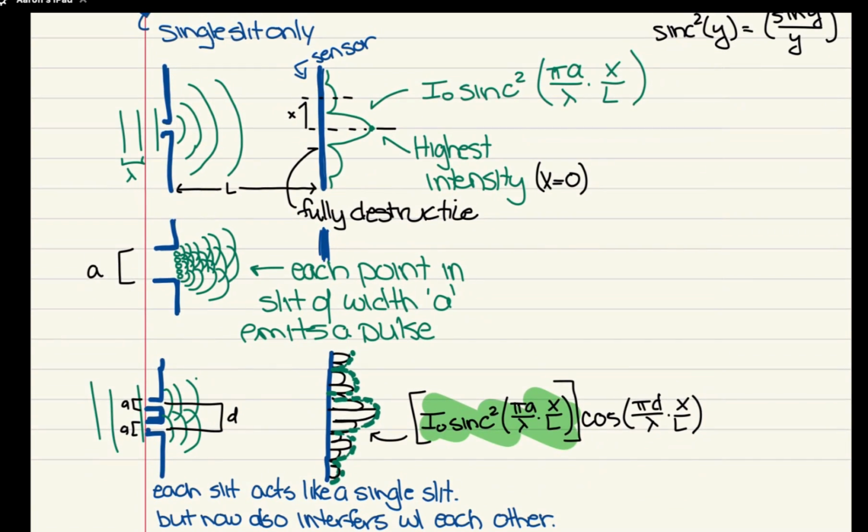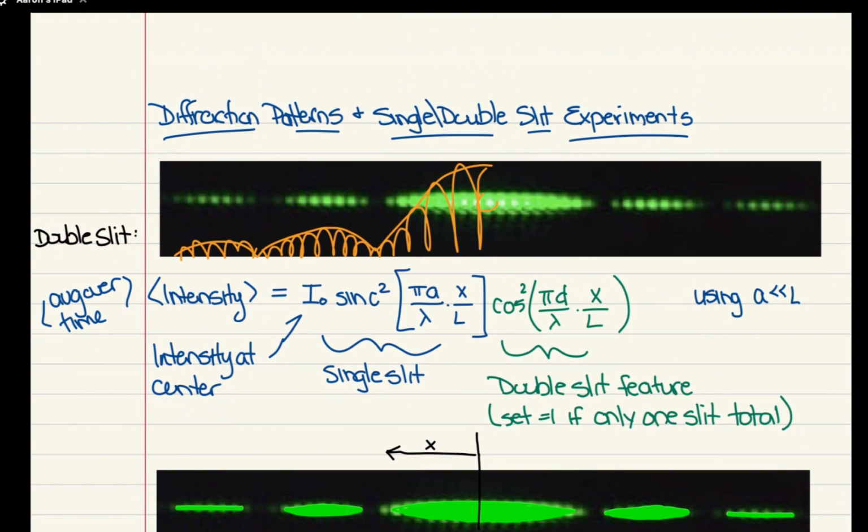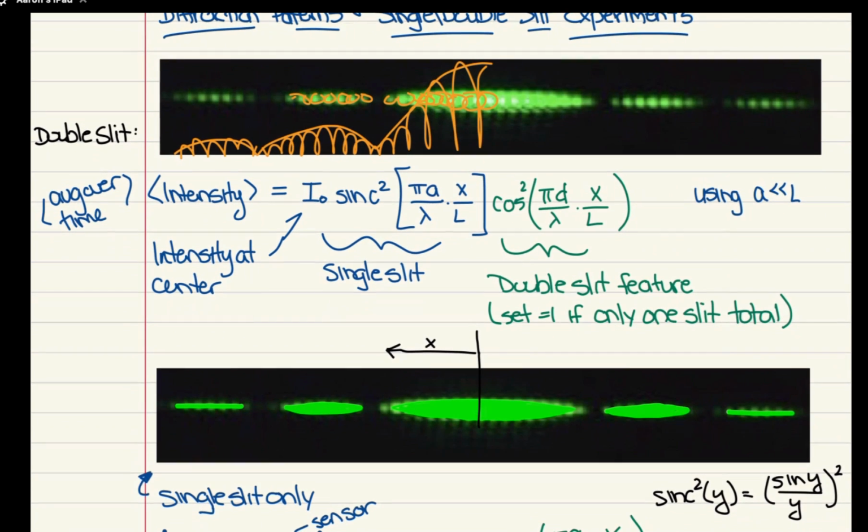So again, you can see that here, they have all these intermediate little bright spots that look like little beads on a string, which are little features on top of these larger regions of brightness and darkness.